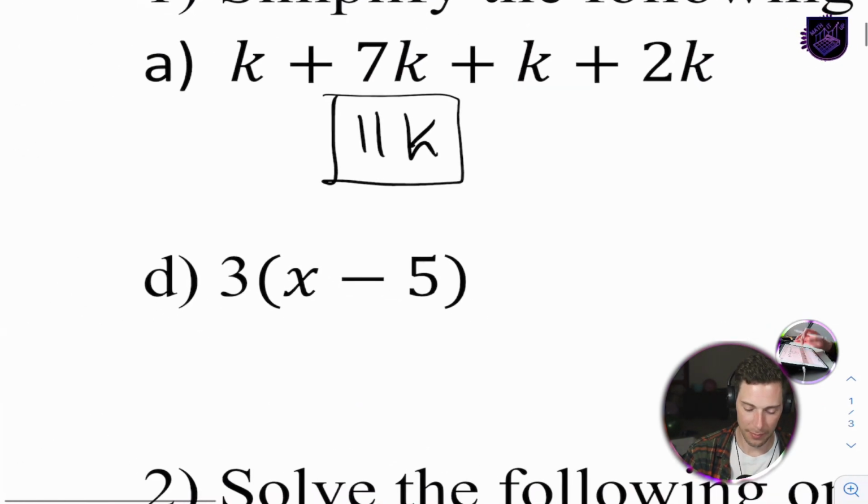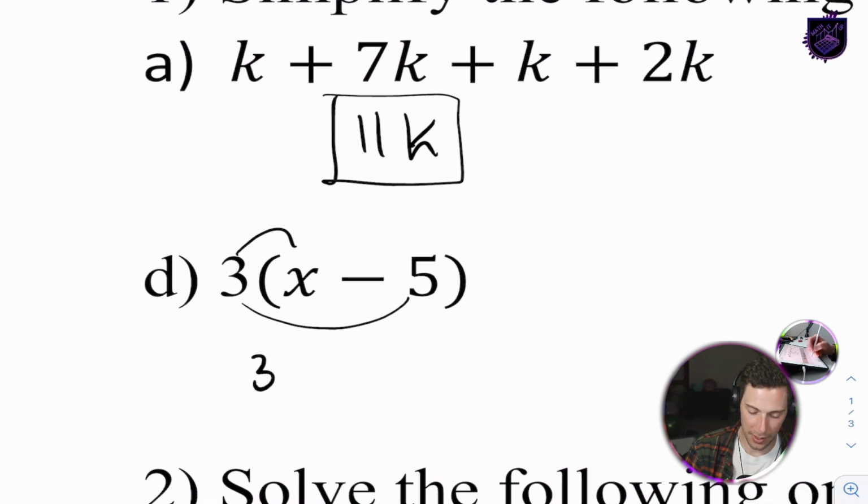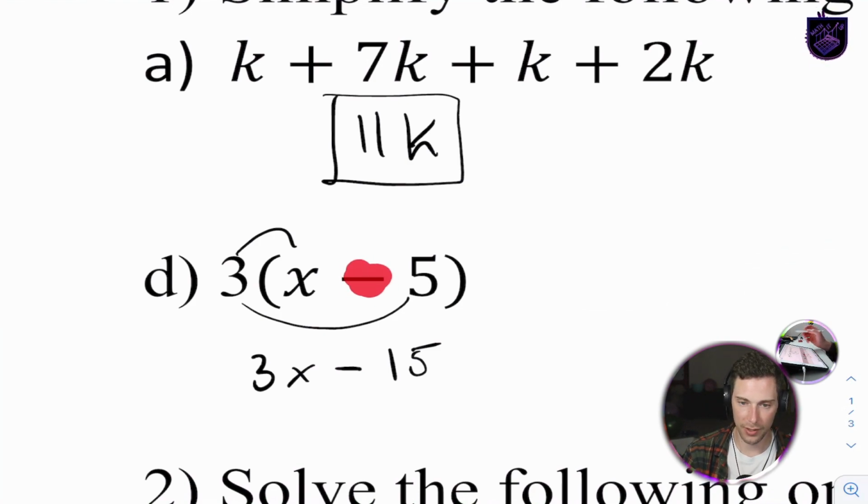Next one, same idea. Multiplication. 3x minus 15. Right, this minus sign is important here, and it makes this term a negative term. So it's like 3 times negative 5.